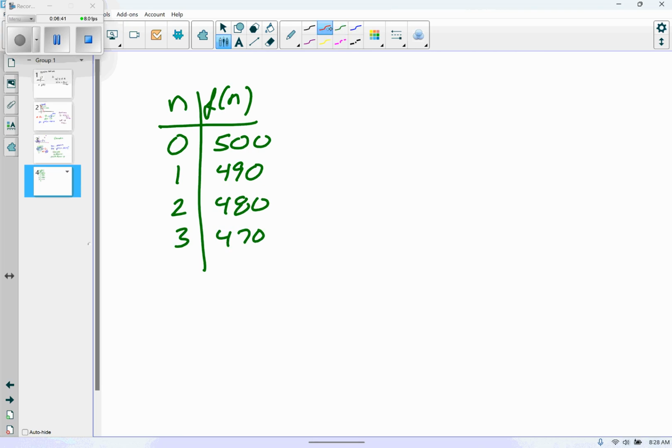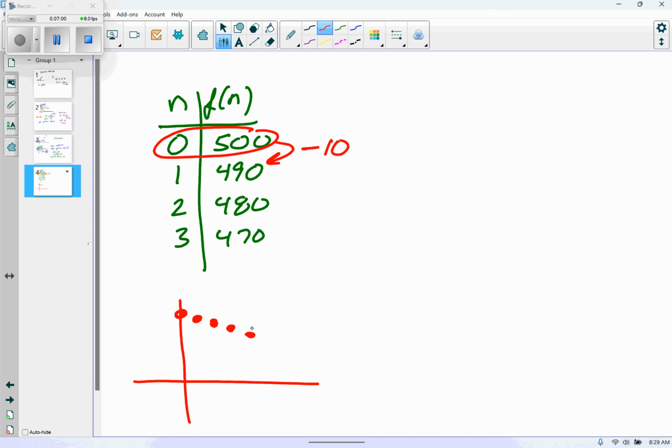It keeps going. So we have the 0 term here. We're minusing 10. So another representation of this graph, if we had tried to graph it, might look something like this. And I'm not making the graph real good, but it forms a straight line. So we know that this is discrete data because you get 10 at a time.